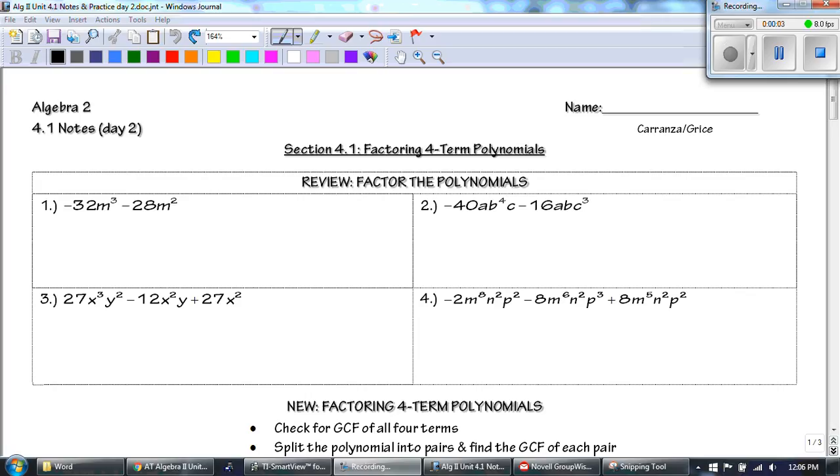Hey guys, this is Mr. Grice for Algebra 2 Unit 4.1 Notes, Day 2. Today we're going to be talking about factoring four-term polynomials.